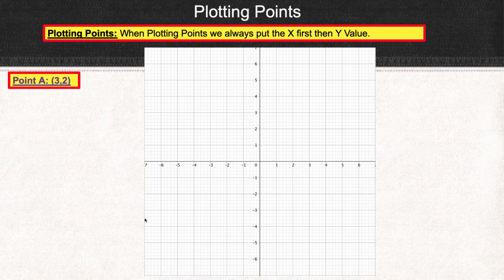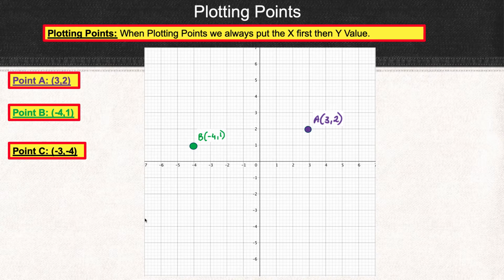So, for example, point 3, 2. Julianne, where would point 3, 2 be? Out 3, up 2. Exactly, out 3, up 2. Emer, where would point minus 4, 1 be? Out minus 4, up 1. Nice. At least you're keeping tradition.